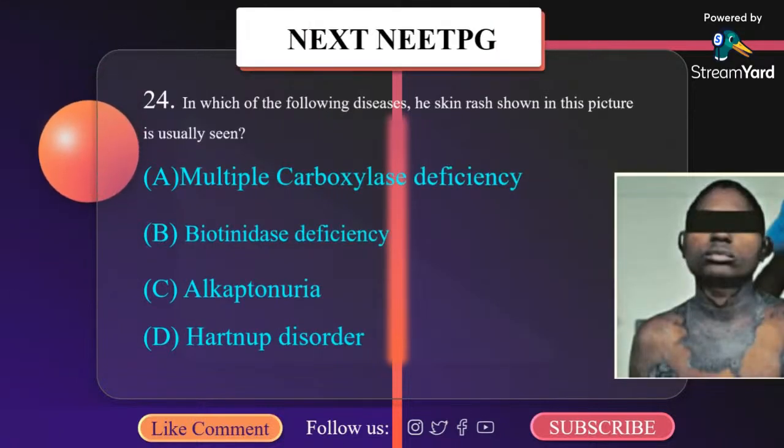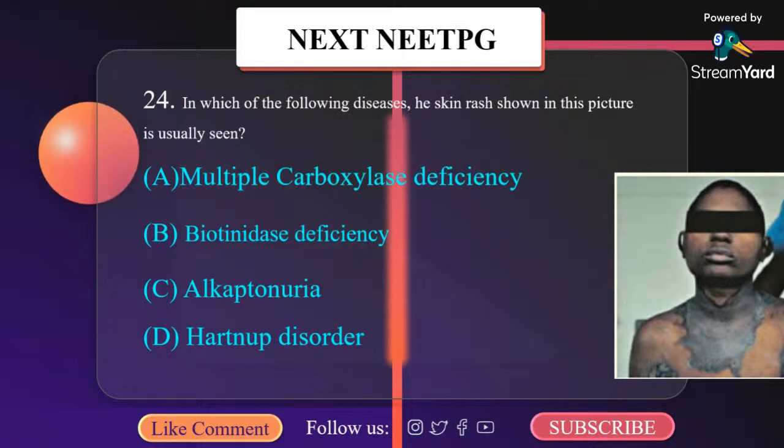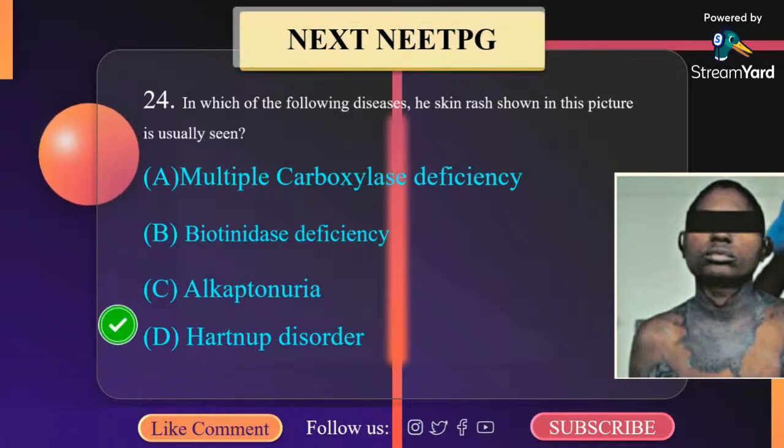In which of the following diseases is the skin rash shown in the picture usually seen? Well, it is Casal's necklace. It is seen in pellagra, in niacin deficiency. The four options are A. Multiple carboxylase deficiency, B. Biotinidase deficiency, C. Alkaptonuria, and D. Hartnup disorder. It is seen in niacin deficiency as well as Hartnup disorder. So the correct answer here is D. Hartnup disorder.